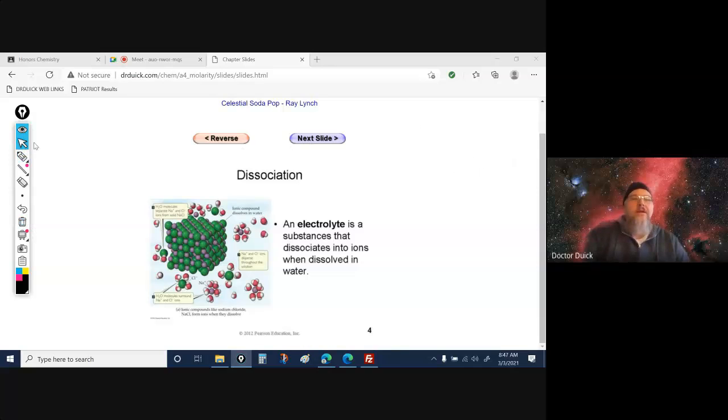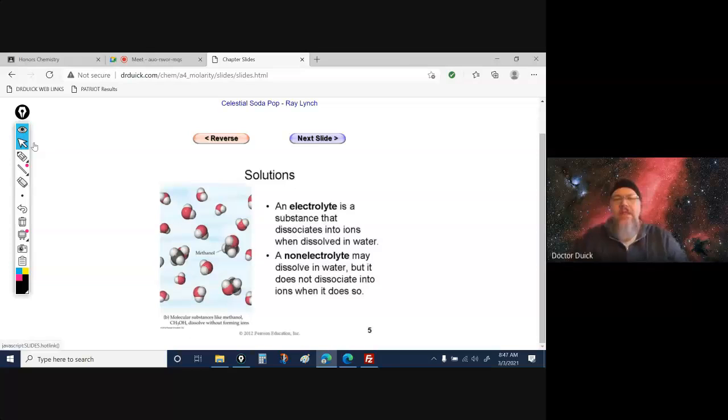So, moving right along, an electrolyte is a substance that dissociates into ions, and it can conduct electricity, right? Electrodes in it, right? So this can conduct electricity.